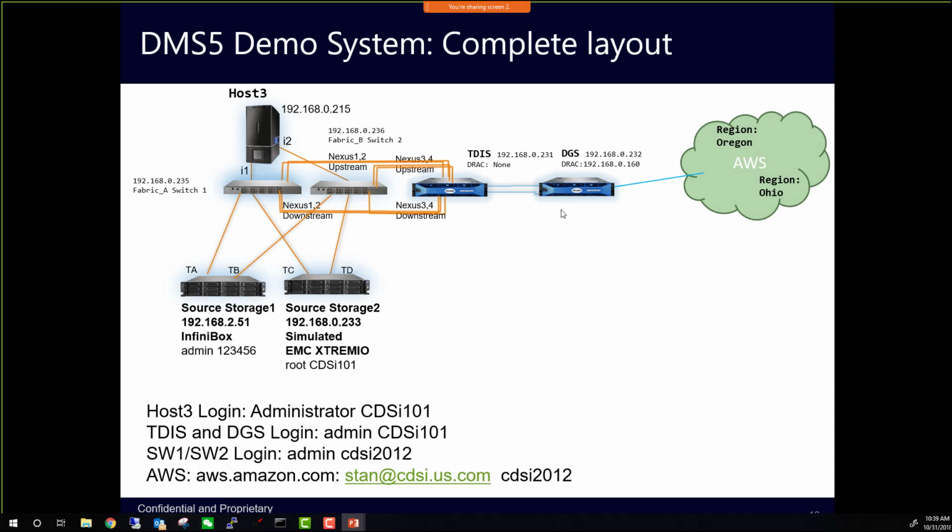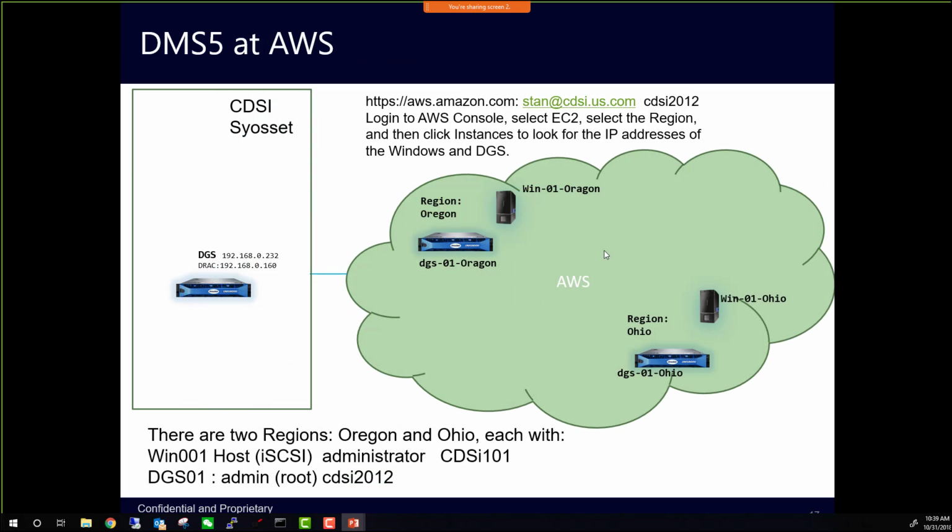This is the lab system with a Windows host and Fibre Channel storage from XtremIO and InfiniBox at the Syosset Lab, intercepted by the TDI and mirrored to the Phoenix or DMS node. Replication is then established to the AWS Ohio region, and from there, the data is further replicated to the Oregon region.